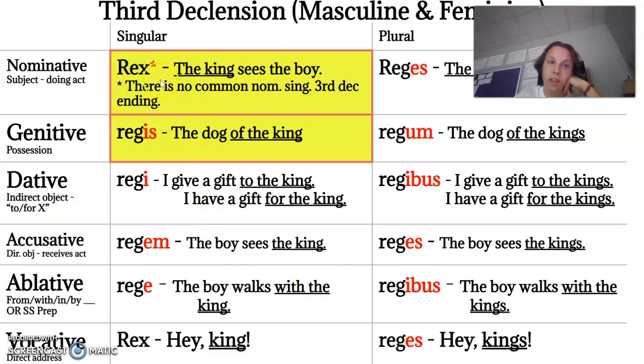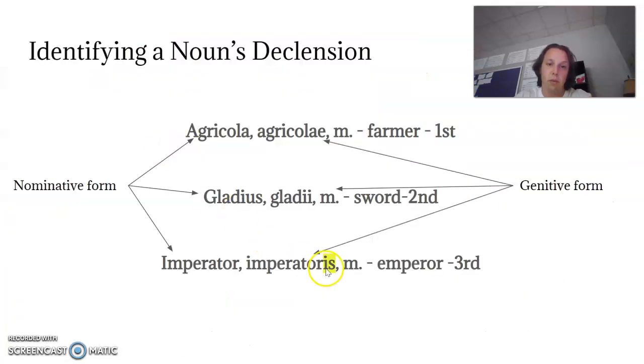So let's compare this to the third declension chart. Boom. Rex. And remember, this is really important for the third declension because the nominative singular of the third declension can end with anything. And oftentimes it'll look a good bit different than the rest of the forms of the cases. Like in this case here, rex, and then regis, regi, regum. That X turns into a G. But that IS is there, tells us it's third declension. So, boom. Third declension. So that's how you can figure out what declension it is.